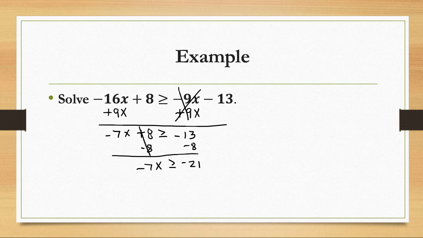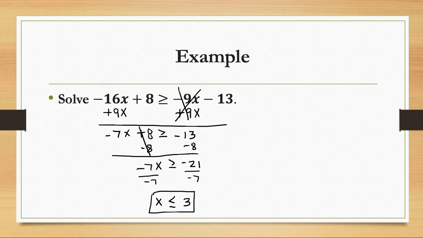My last step is going to be to divide by negative 7. Remember that we said if at any point you multiply or divide by a negative, you need to change the direction of the inequality. So this greater than or equal to that is in the original problem is going to turn around and become a less than or equal to. And so our answer set will be all x values less than or equal to 3.